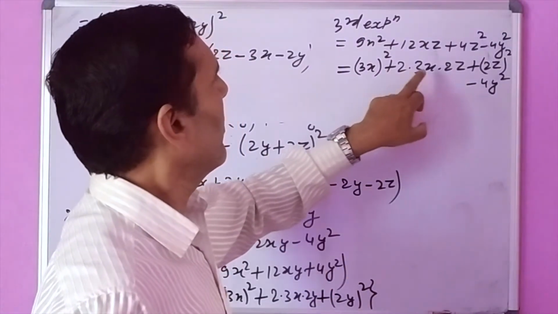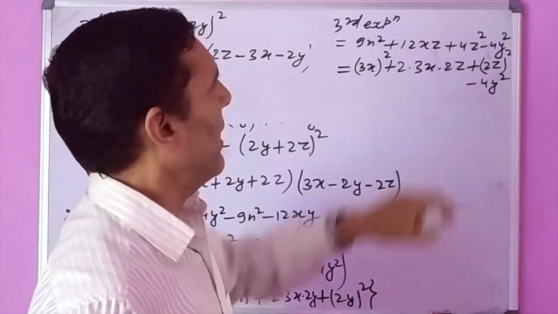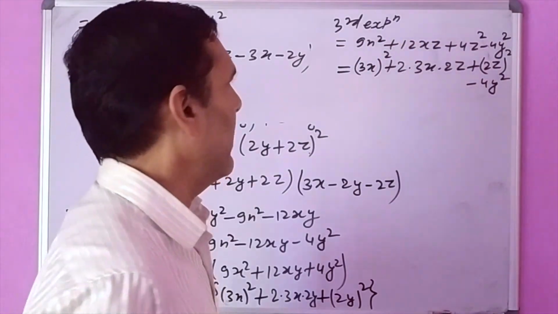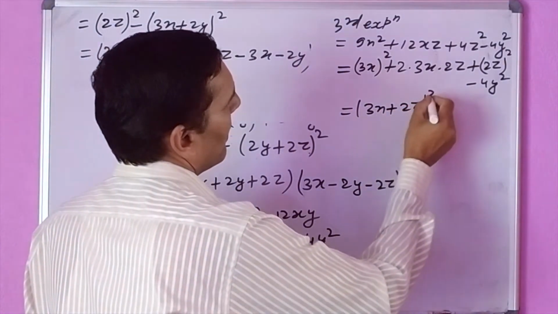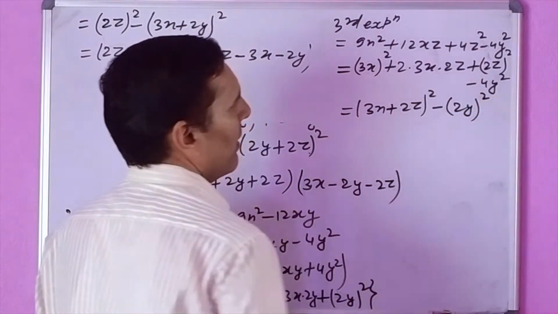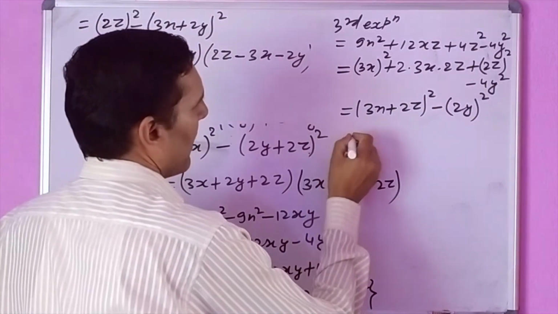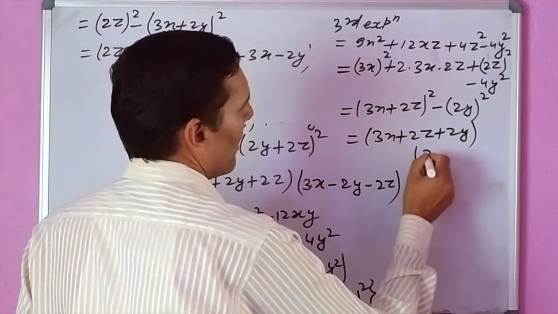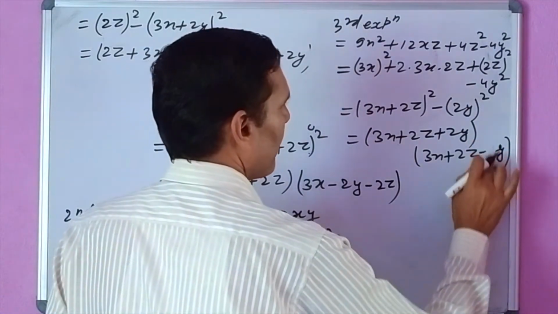In the middle, 2ab is 2 into 3x into 2z. If you multiply, it gives 12xz. So this 9x square plus 12xz plus 4z square is the square of 3x plus 2z, and the last term, 4y square, is the square of 2y. So finally it is also in the form of a square minus b square. So a plus b times a minus b: 3x plus 2z plus 2y is a plus b, and 3x plus 2z minus 2y is a minus b.